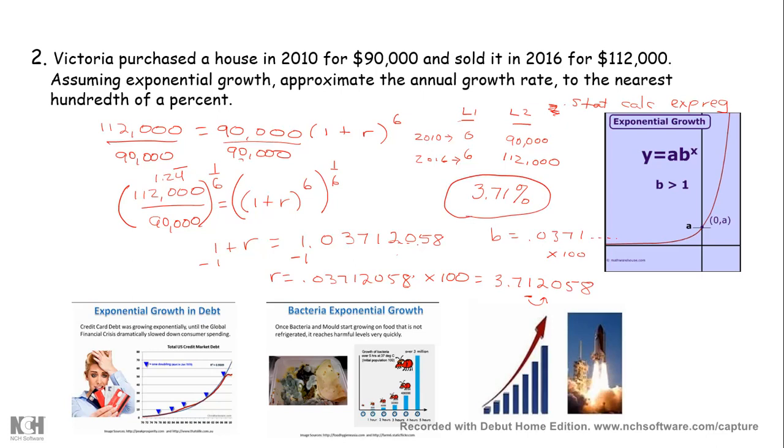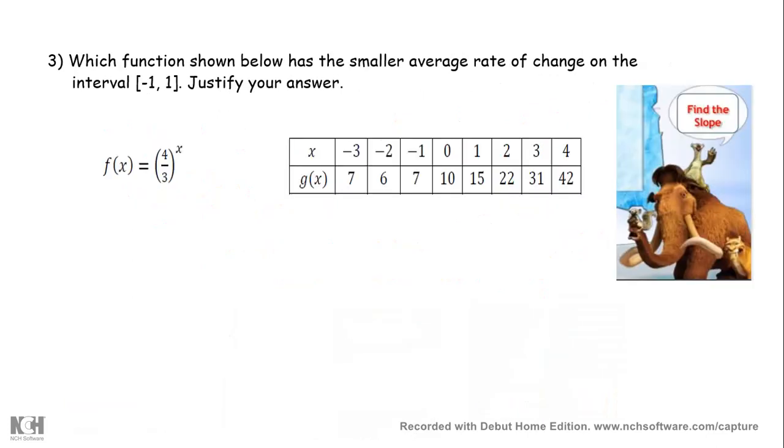Okay. Number 3. Which function shown below has a smaller average rate of change? Well, remember, average rate of change is the slope formula. The change in y over the change in x. So we're looking at two different functions. This one over here, we could just put in our calculator. And since the interval is -1 and 1, that's our x1 and our x2.